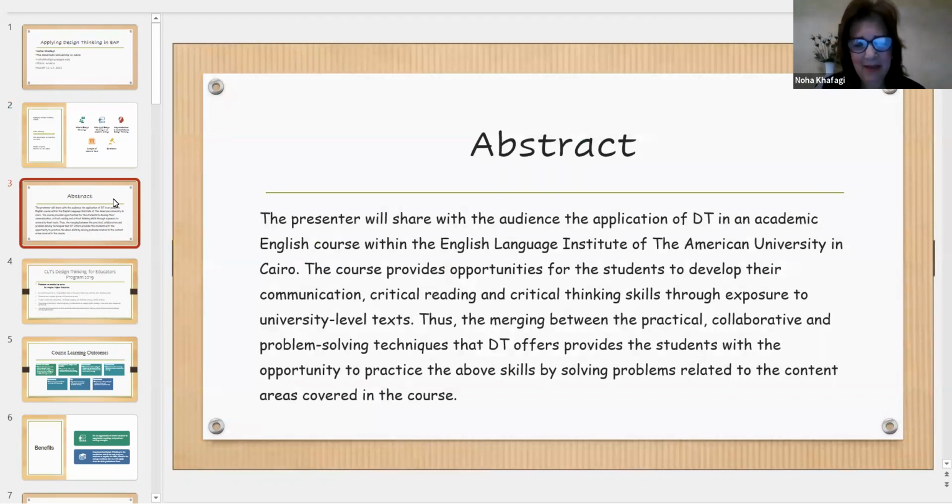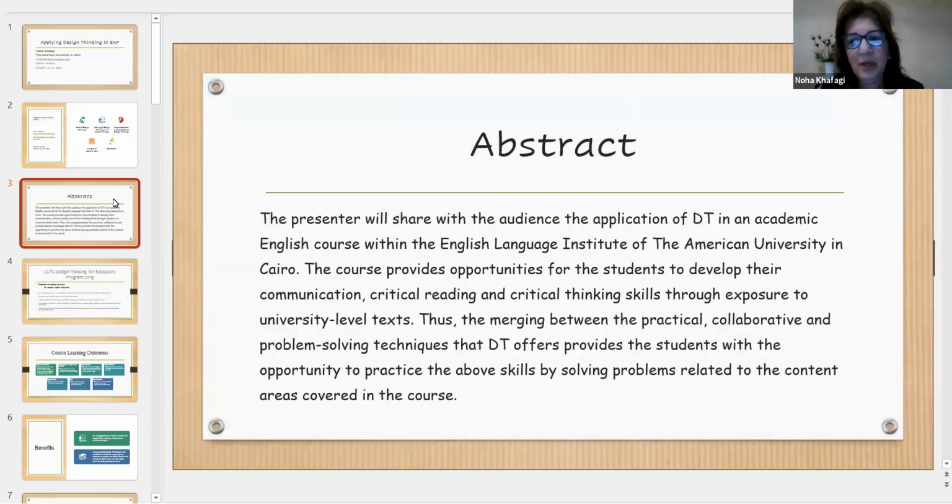So, what is design thinking? Two years ago, I joined a year-long design thinking for educators program, a training program offered by the Center for Learning and Teaching at the American University in Cairo. And I found that design thinking was the perfect way to achieve my course goals. Design thinking approach is a problem-solving process that requires creativity and deep understanding of the user's needs.